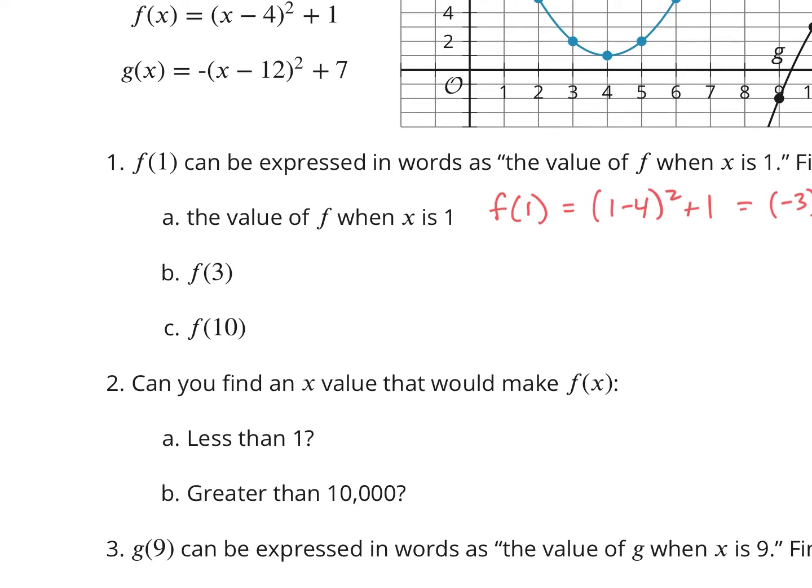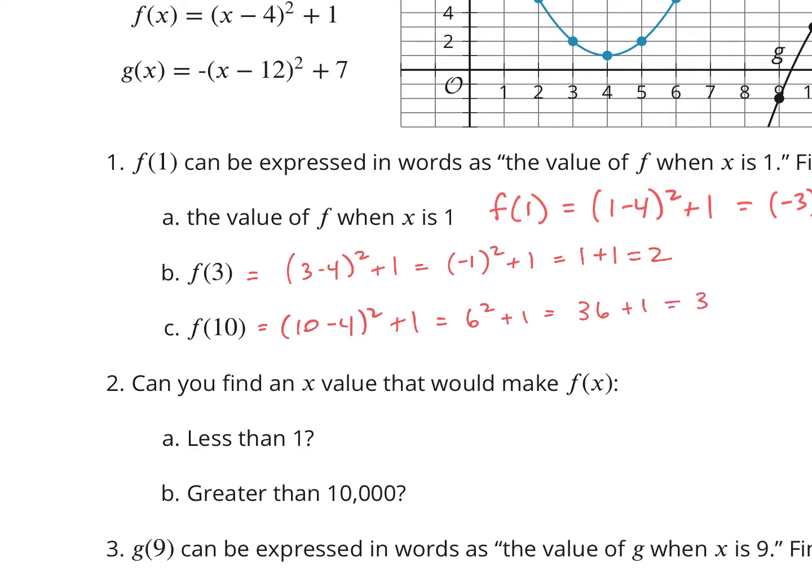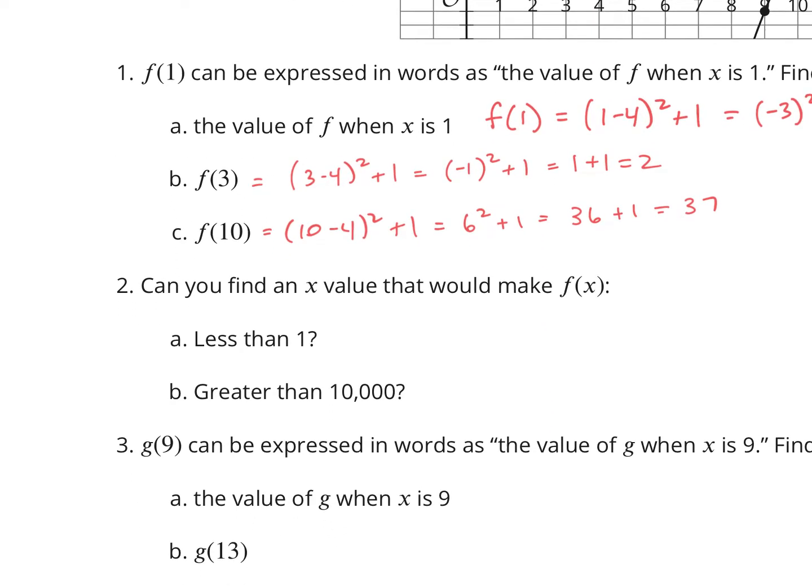Repeat it for f of 3. This time we have 3 minus 4 squared plus 1. 3 minus 4 is negative 1. Negative 1 squared is 1, and 1 plus 1 is 2. So f of 3 equals 2. And then finally for f of 10, we do 10 minus 4 squared plus 1. 10 minus 4 is 6, squared plus 1. 6 squared is 36. 36 plus 1 is 37.